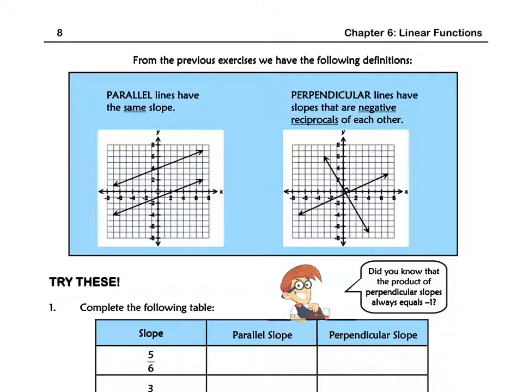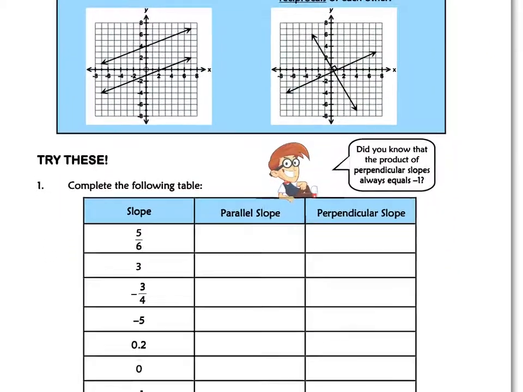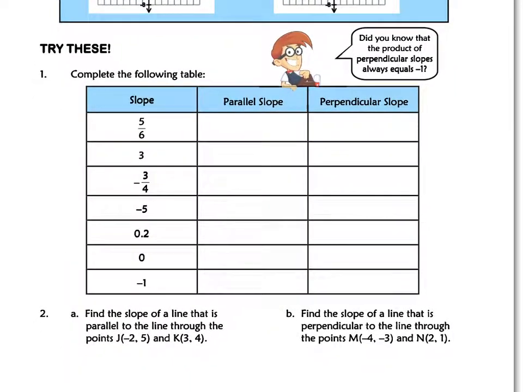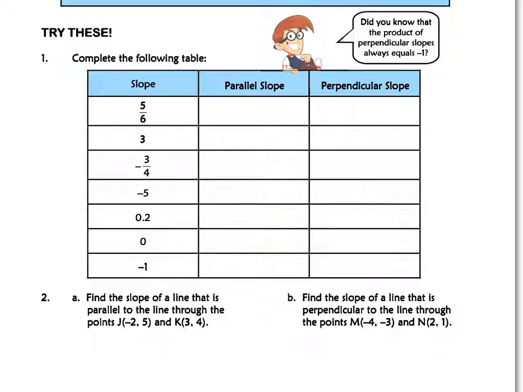So the top of your page here just basically summarizes what we just talked about. Parallel lines have the same slope. Perpendicular lines have slopes that are negative reciprocals of each other. And negative reciprocals basically is the same thing as opposite reciprocals. So let's take a look at filling out this chart here, knowing that relationship between parallel and perpendicular lines.